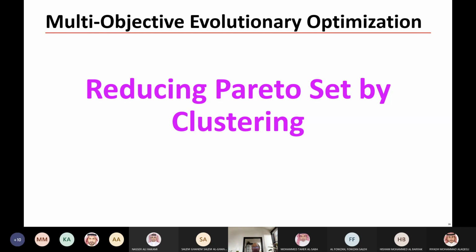But for multi-objective evolutionary algorithms, since they are population-based, you can end up with the Pareto solutions in one run. In a single run, you can have the complete Pareto front.